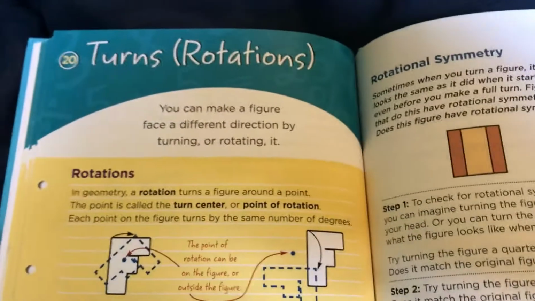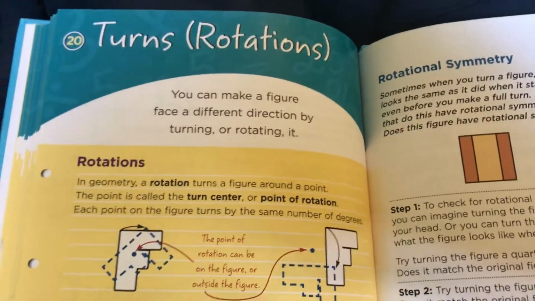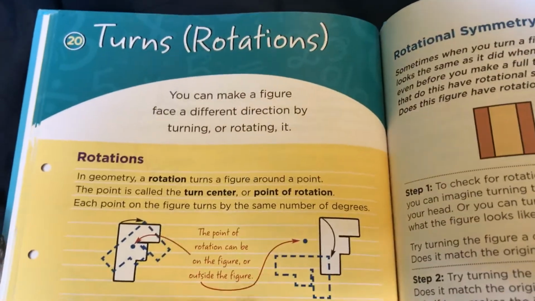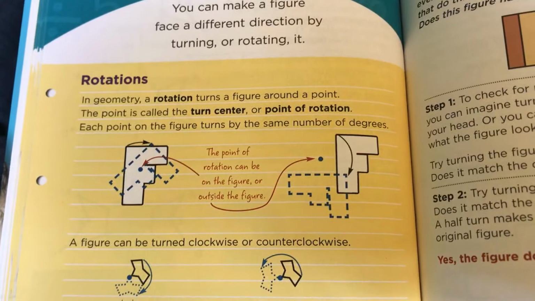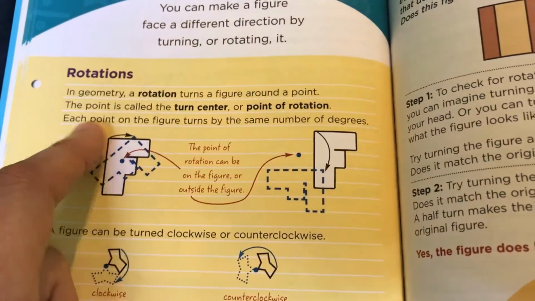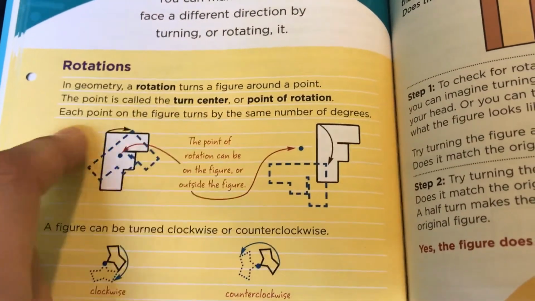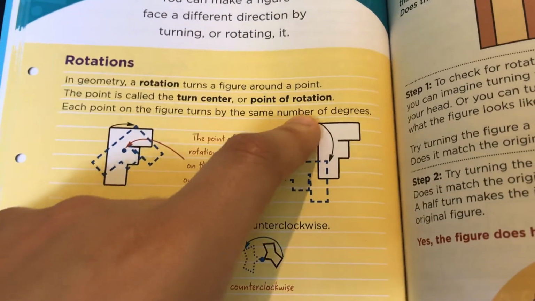Okay. 20. Turns. Rotations. Okay? You can make a figure face a different direction by turning or rotating it. Rotation in geometry, or a rotation, turns a figure around a point. The point is called the turn center or point of rotation. Each point on the figure turns by the same number of degrees.